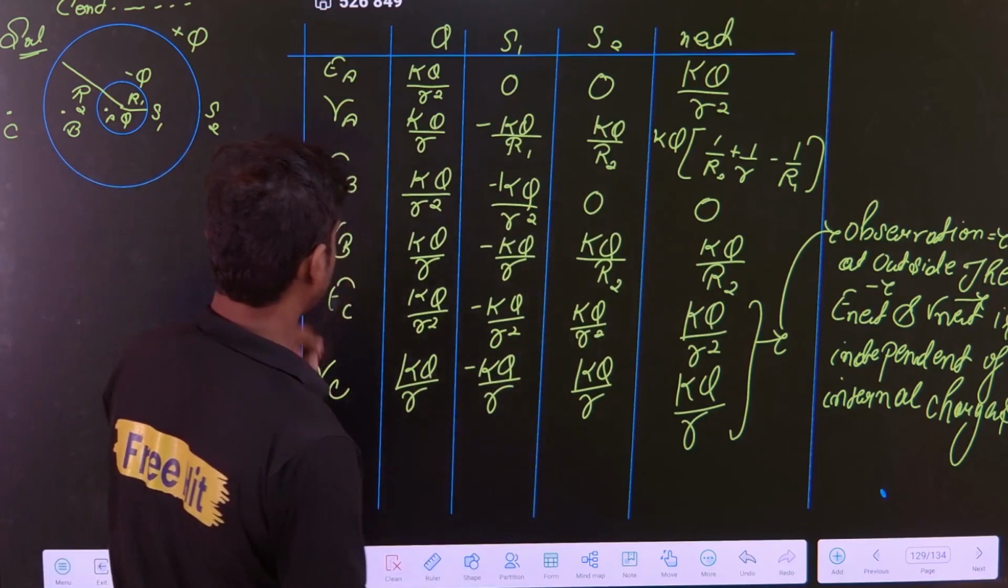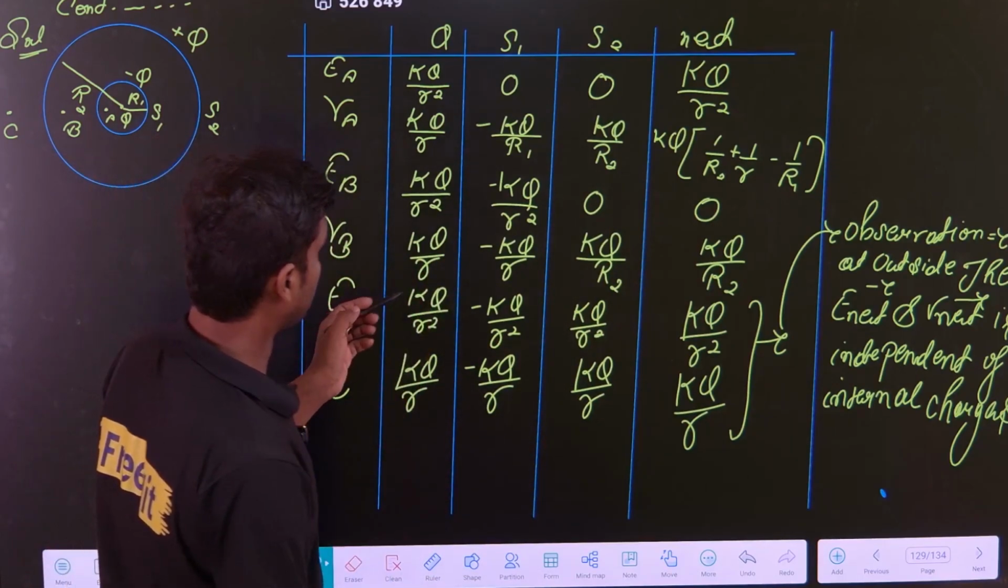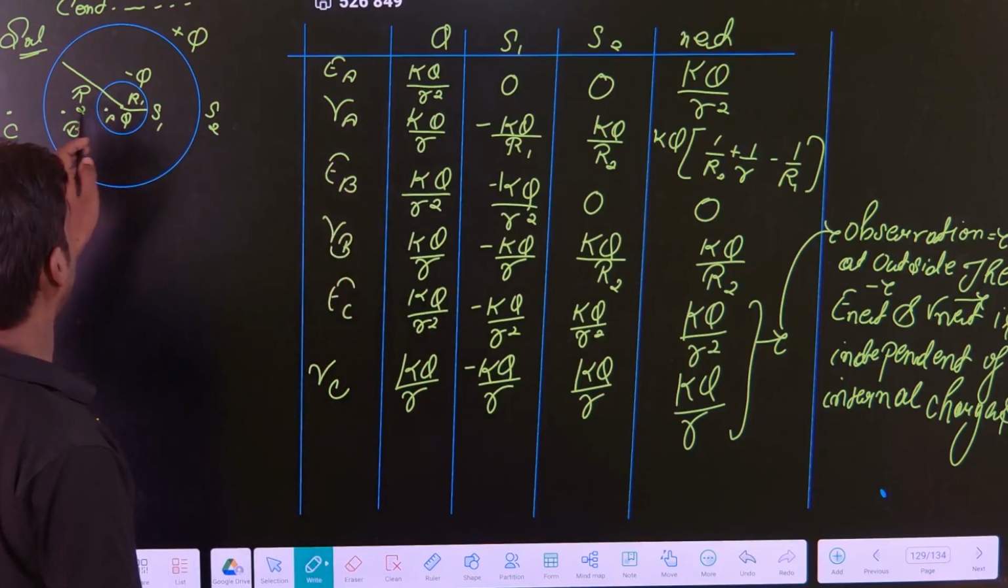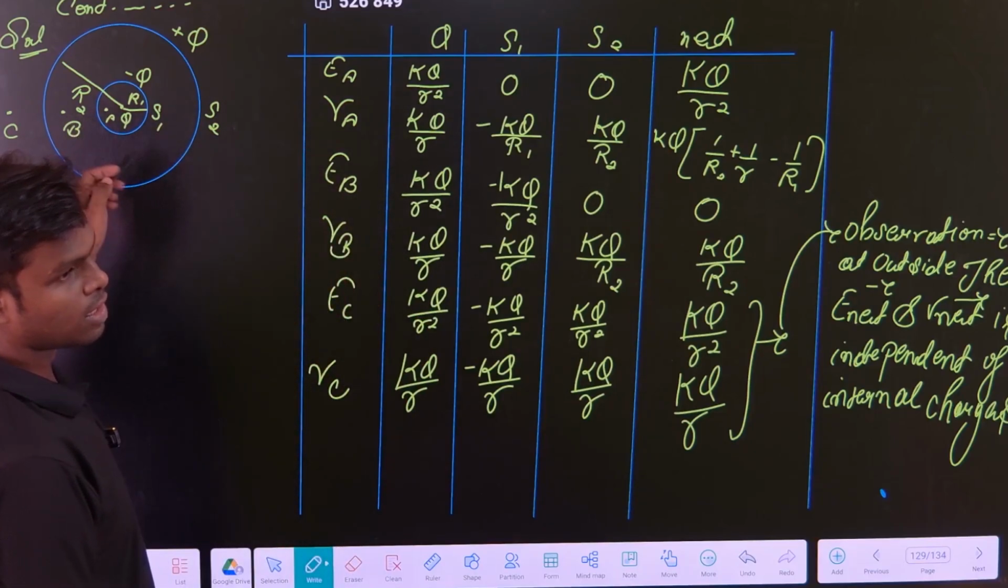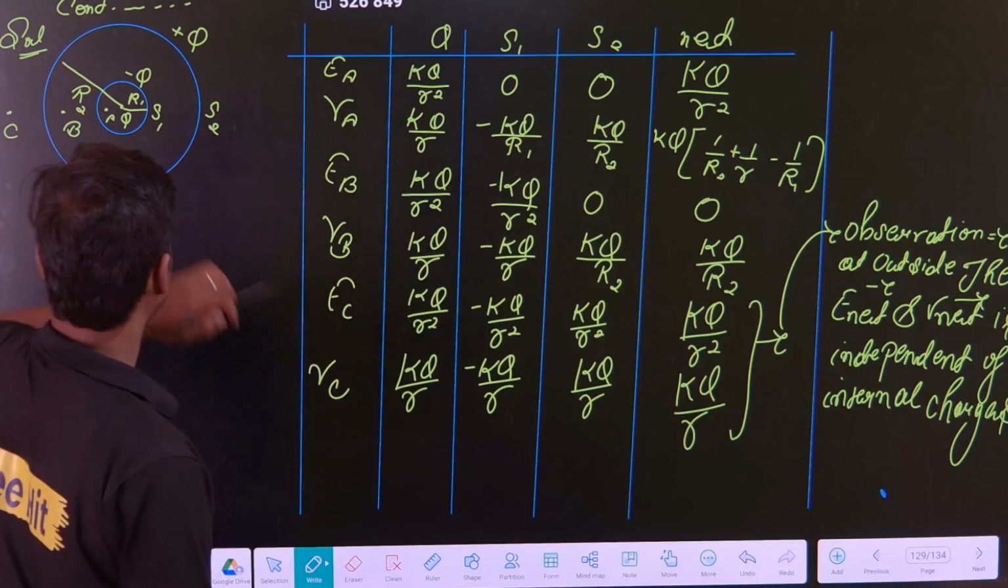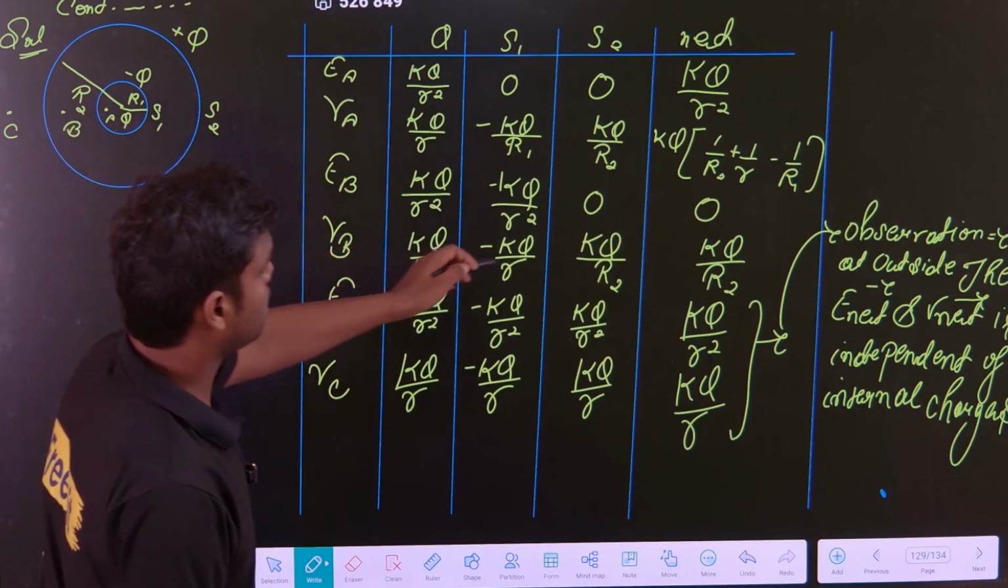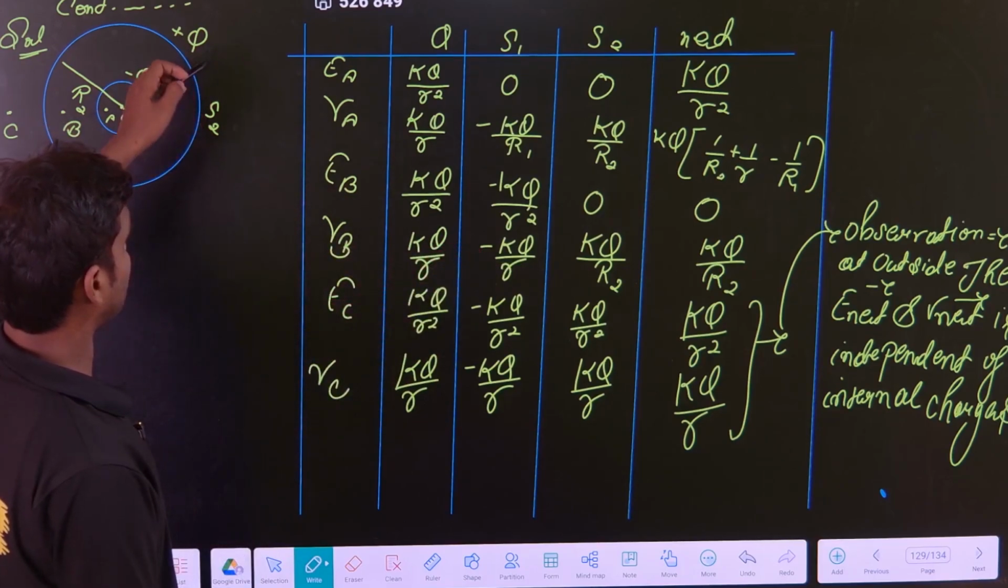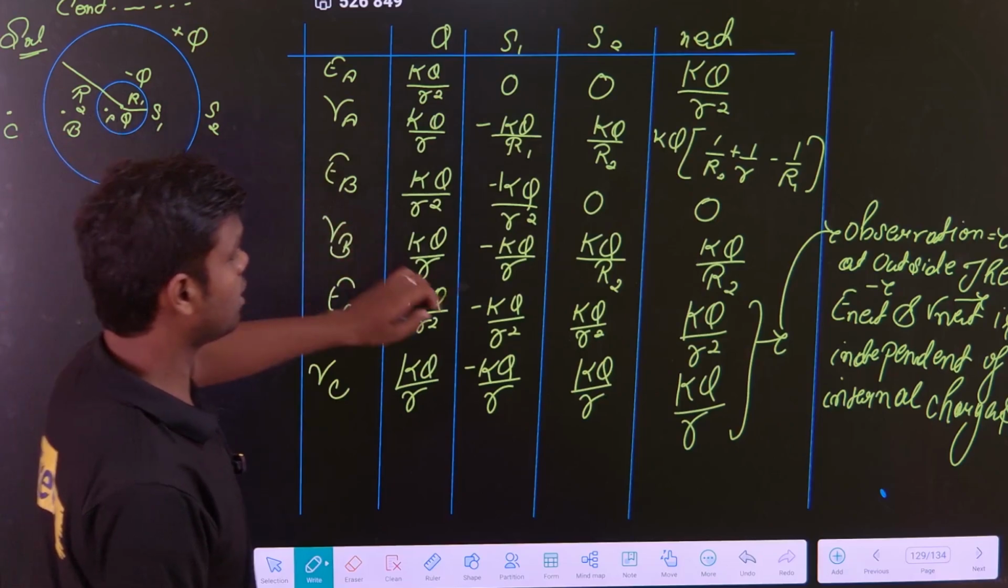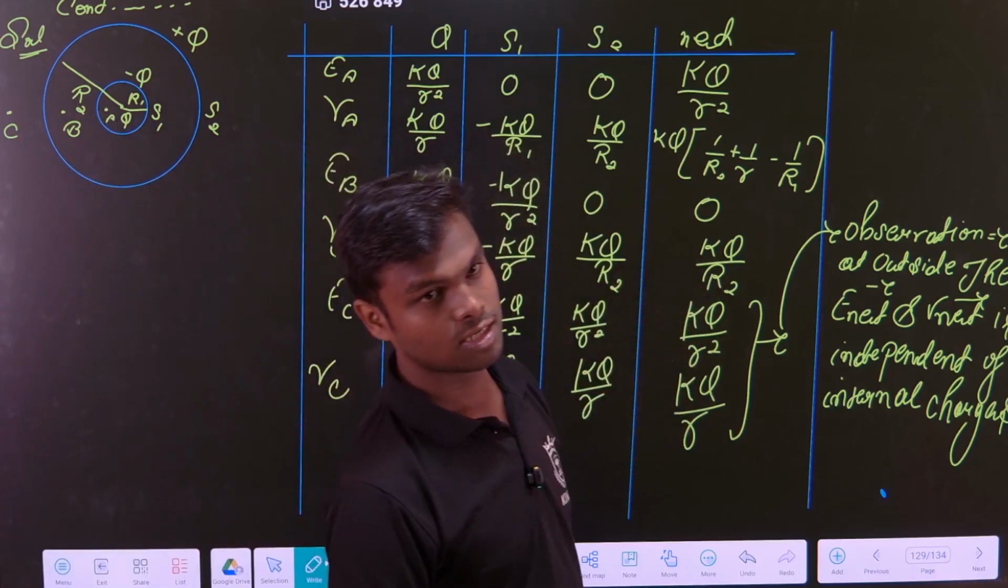Similarly, come to the potential. Now you can write the potential by yourself. At point B, due to q, it is a general point, so kq by r. Similarly, for S1, it is an outside point and a general point, so minus kq by r. For S2, it is an internal point, so a constant value, kq by r2. So you will get the net as kq by r2.